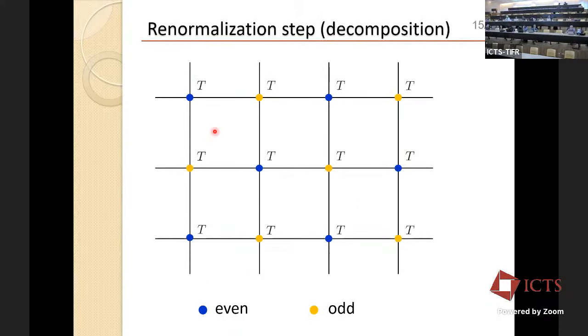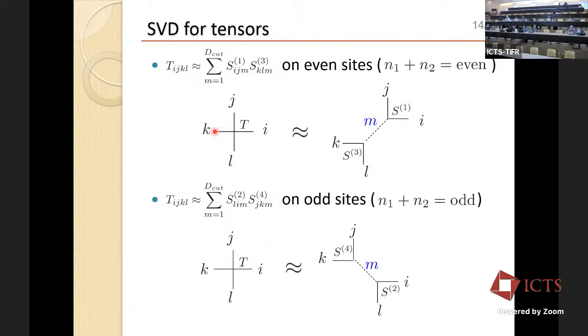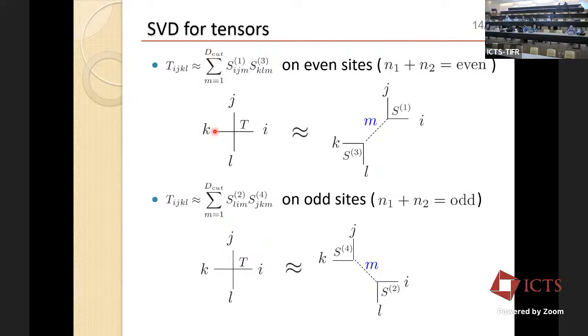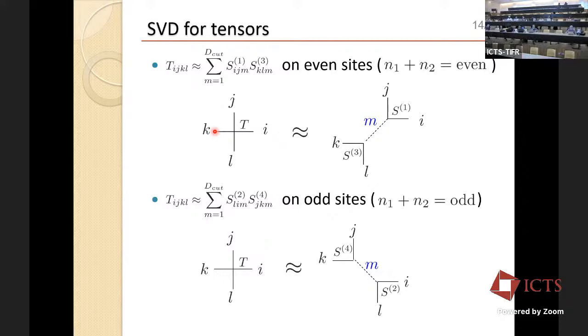One question. Is there any general rule for determining D cut? General rule. So the less important information is discarded. So how do you quantify least important information? To check the convergence as D increases. So I will show the numerical results later, so we will discuss it again. Okay. Thanks.